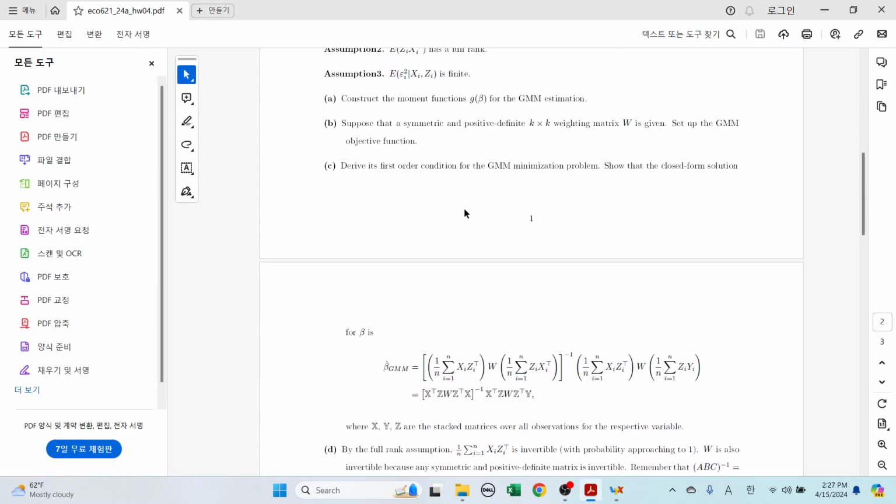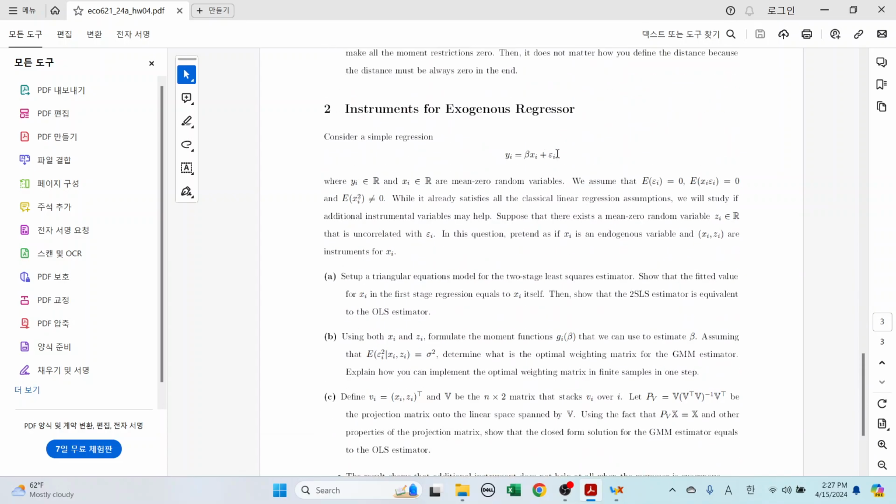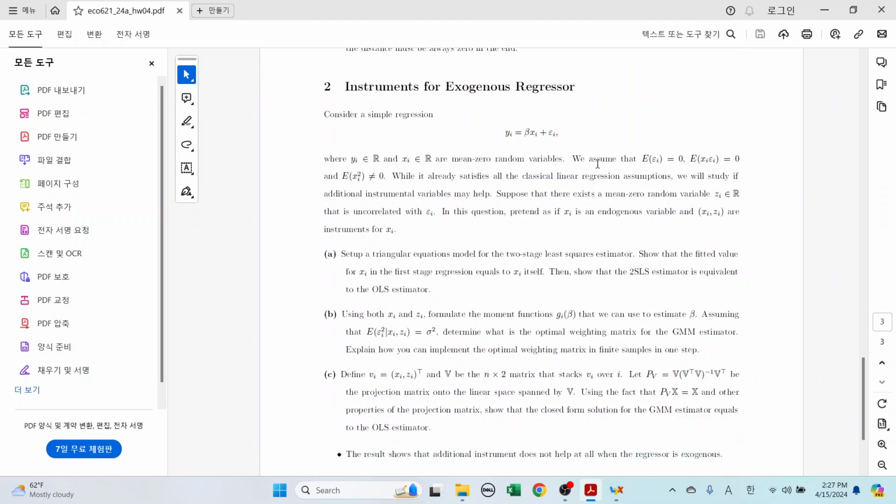Okay, hello. This video is about the second question in homework 4. This is another interesting case. In the second question, you have a well-behaved exogenous regressor, but suppose you just have an extra instrument. If the regressor was endogenous, you could use the instrument. But what happens if the regressor does not have any problem? Then can you still use the instrument? Does it help? The simple answer is no.